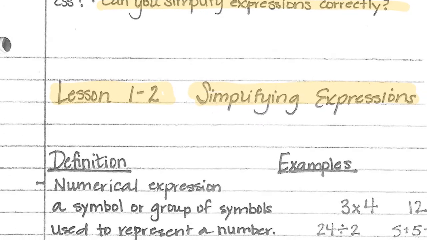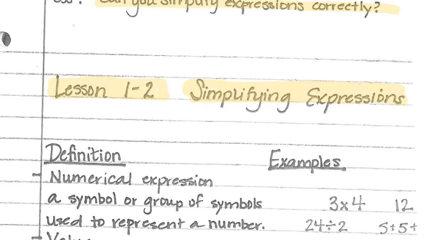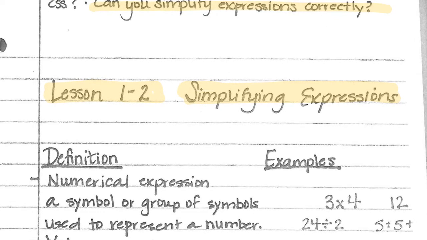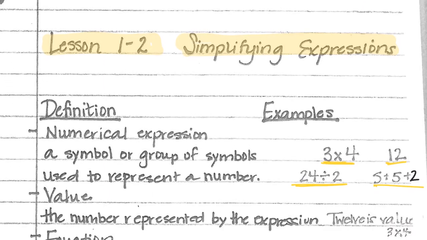All right, let's look into see what a numerical expression is. Notice a numerical expression is a symbol or group of symbols used to represent a number. For example, 3 times 4. That's a numerical expression. 12, that's a numerical expression. 24 divided by 2. I think this one actually said 5 plus 5 plus 2 because I believe these were all equivalent to 12. That is a numerical expression. A value.